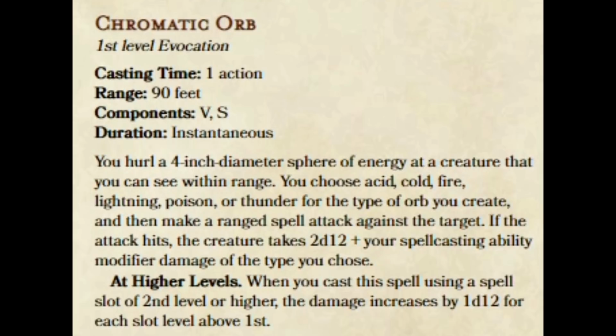You hurl a 4-inch diameter sphere of energy at a creature that you can see within range. You choose acid, cold, fire, lightning, poison, or thunder. If the attack hits, the creature takes 2d12 plus your spellcasting ability modifier damage of the type you chose. At higher levels, when you cast a spell using a spell slot of 2nd level or higher, the damage increases by 1d12 for each slot level above first. So what we're going to find is that the base damage of this spell is going to be a little bit higher than it was originally.